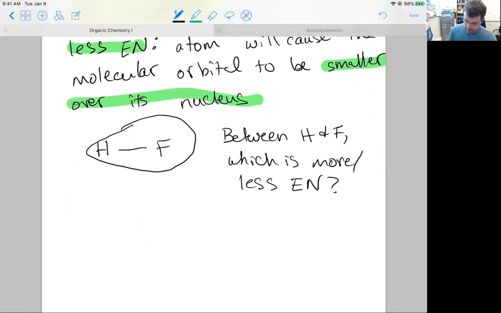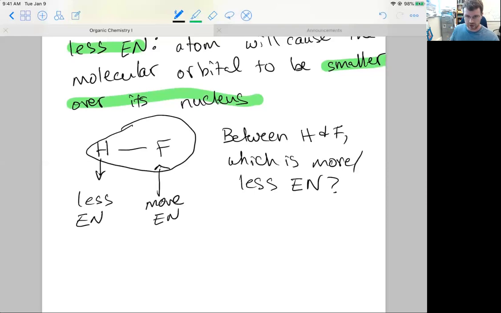Okay, I believe you've had the chance to pause, so now I'm going to label the F as being more electronegative, the H being less electronegative. I said that wrong, I wrote it right though. Based on the distortion, we see a larger lobe or a larger region over the F, suggesting that it's more electronegative than the hydrogen, which has a smaller region.